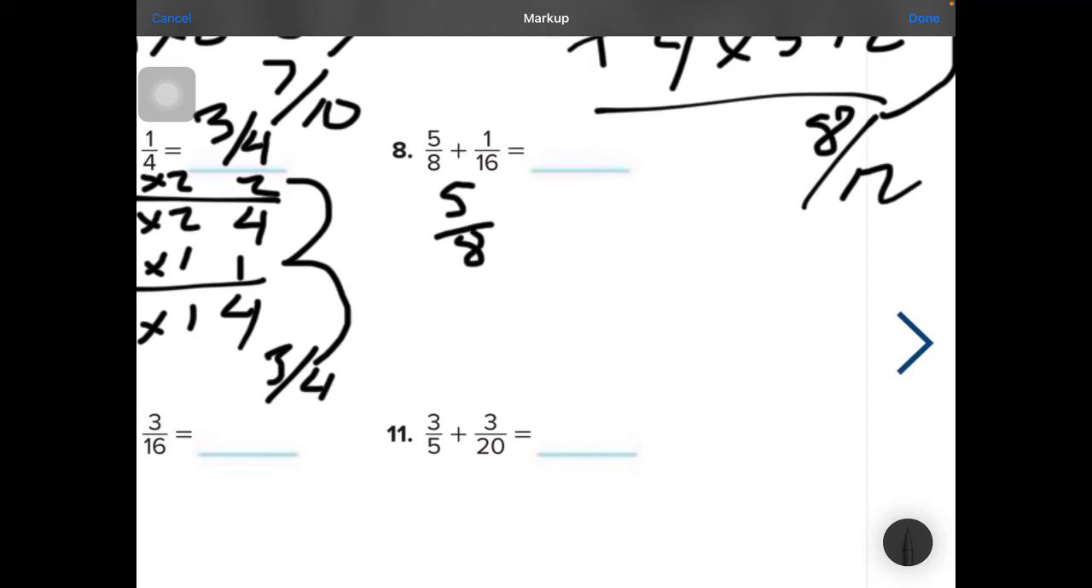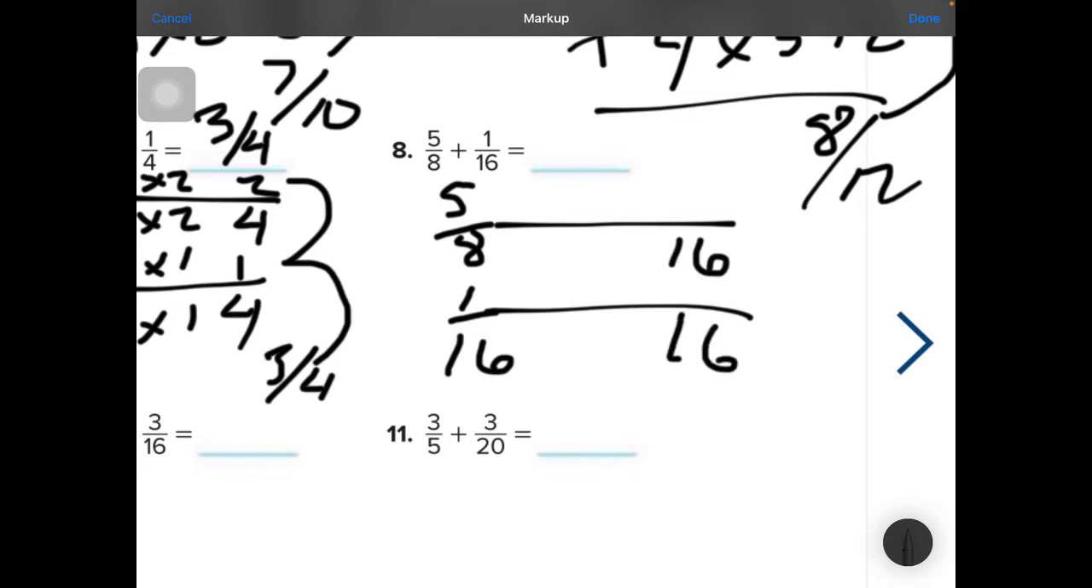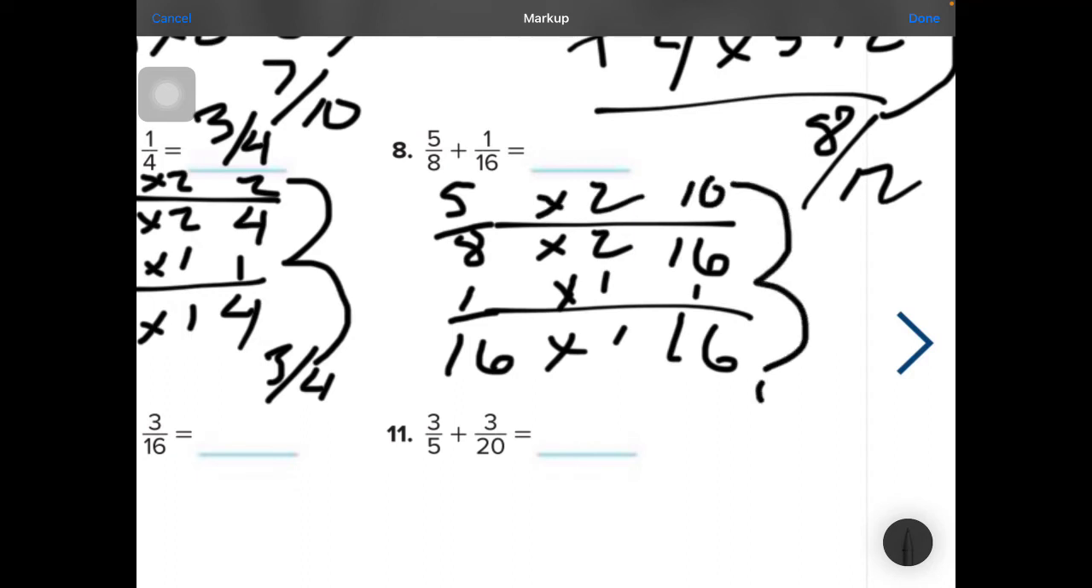Five eighths and 1/16. Ooh, I know 16 is a great common factor for both of those. 16 will go into 16 once, so I times by 1 right here. 8 will go into 16 twice, so I times it by 2 up here. 5 times 2 is 10. Then I can add 10 plus 1 equals 11/16.